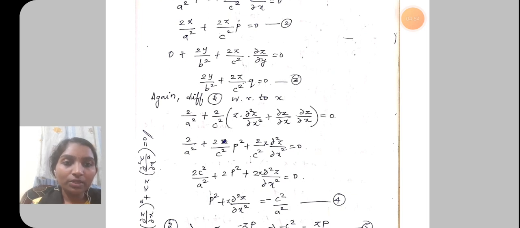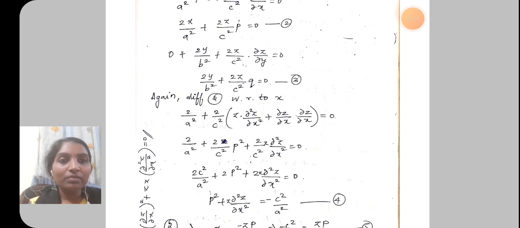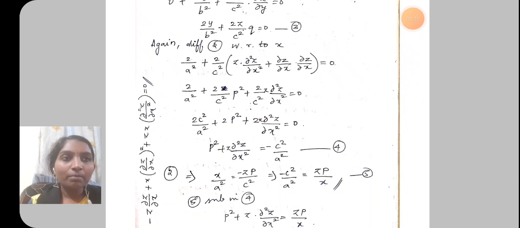squared by a square is equal to p square plus z into dou square z by dou x square. It is just a simplification of the given process. We are going to differentiate the equation number 2 with respect to the variable x using differential concepts. So we have arrived at equation number 4. In a similar way, we are rewriting the given equations in a format which can be applied to the given question. Therefore, the second equation can be rewritten as x by a square is equal to minus zp by c square, which implies minus c square by a square is equal to zp by x, which will be marked as the fifth equation.